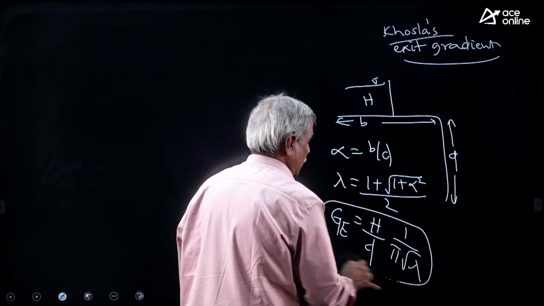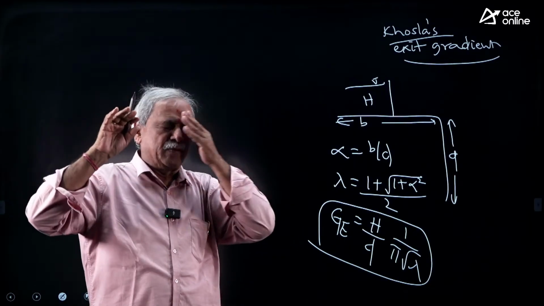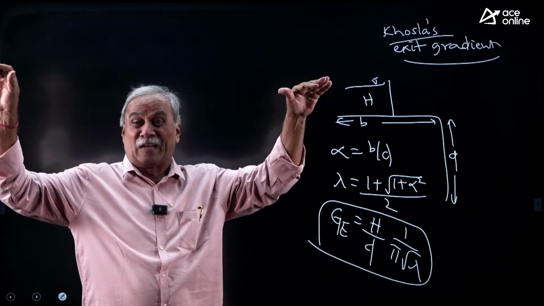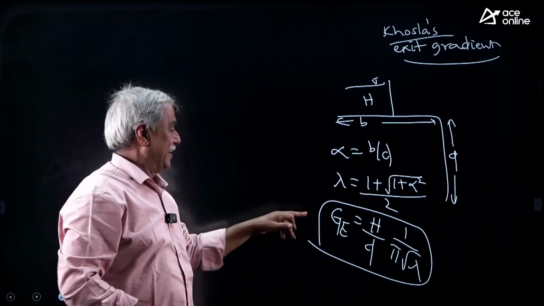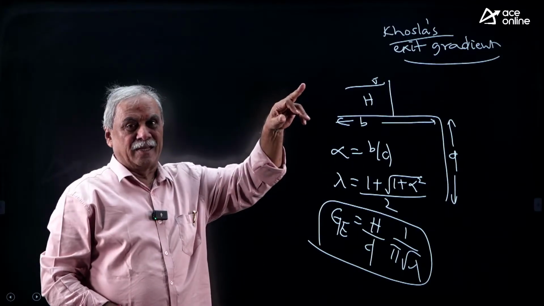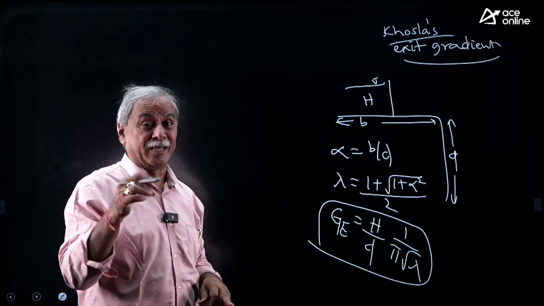If somebody asks you the difference of the hydraulic gradient between input and output, inlet and outlet of the weir section, that is called exit gradient GE. Input section at the river, outlet section on the downstream side of the weir. What is the hydraulic gradient?